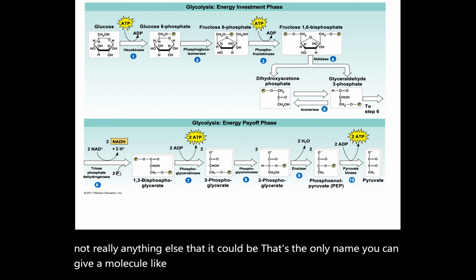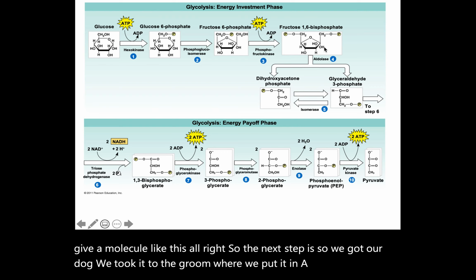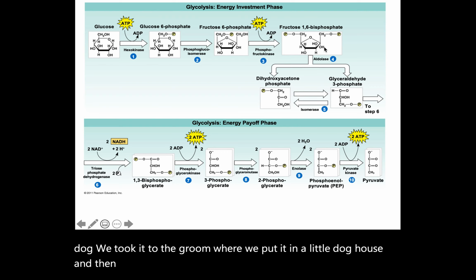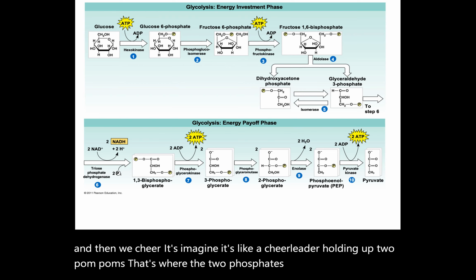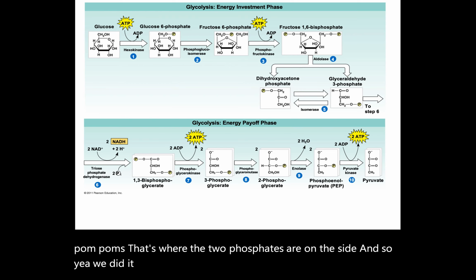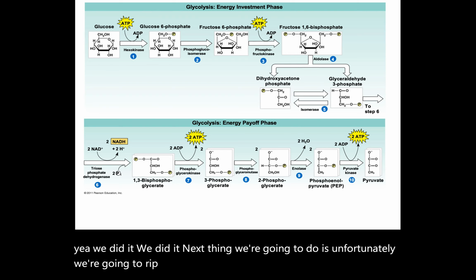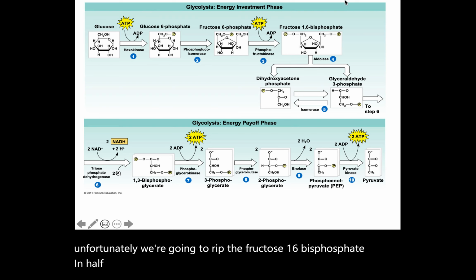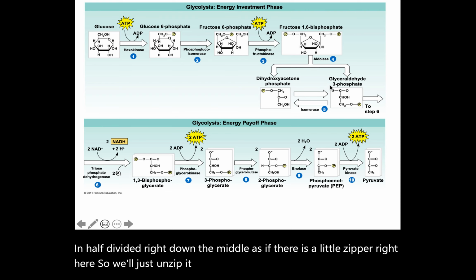All right. So the next step is, so we got our dog. We took it to the groomer. We put it in a little dog house. And then we cheer. I imagine it's like a cheerleader holding up 2 pom-poms. That's what the 2 phosphates are on the side. And so, yay, we did it. Next thing we're going to do is, unfortunately, we're going to rip the fructose 1,6-bisphosphate in half. Divide it right down the middle as if there was a little zipper right here. So we'll just unzip it into, I don't know, 2 half cheerleaders with a pom-pom attached. Yeah, neat.